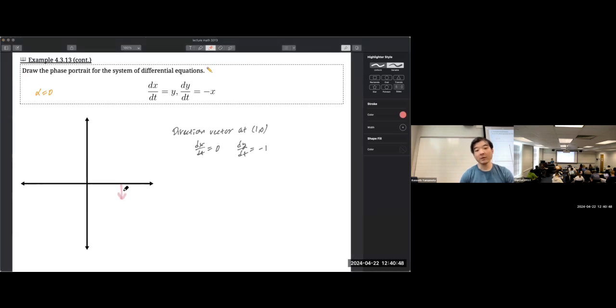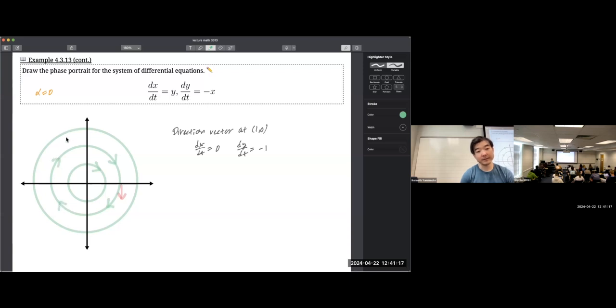So your orbits are going to look like this. And there's actually infinitely many of these. They're just concentric circles. And so I can draw a few of them. Okay, and then the arrows on these ones have to follow the direction vector. All right, so that's a stable center.